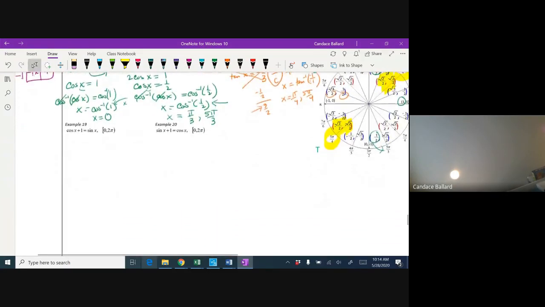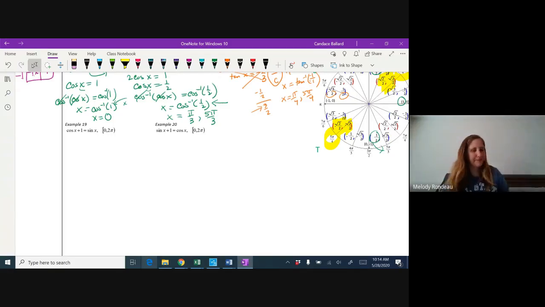All right. And Miss Rondeau, I think I am going to just skip 20. I'm just going to do 19. They are really identical. Yes, they are. Same factoring and everything. All right. So this one is a little bit weirder.